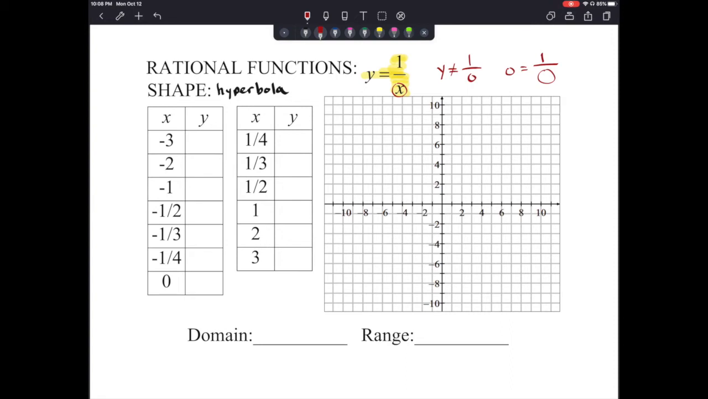So what does that mean? Well, if I can't put any zeros in for inputs, I'm going to have to draw in a vertical asymptote, where all of our x values are 0. And then we can also put in a horizontal asymptote because we'll never get an output of 0 if we're doing 1 divided by something. So this is what we will end up looking at.